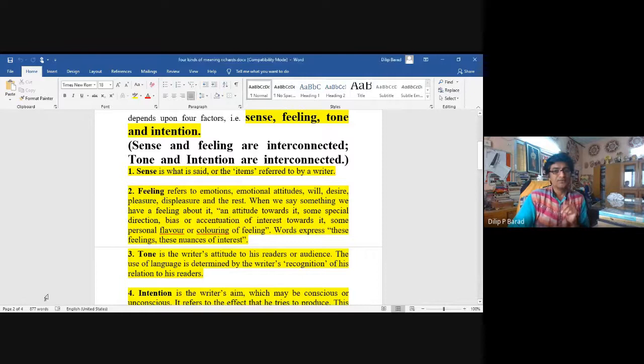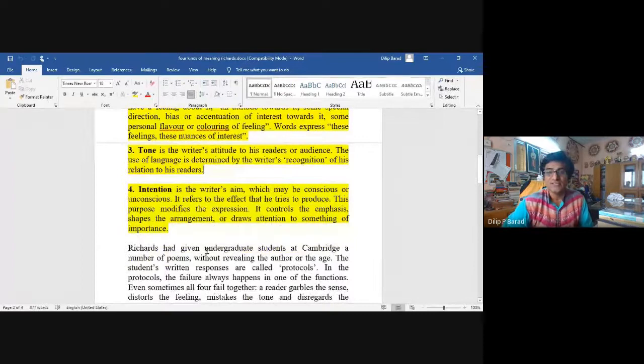Then tone and intention. Tone is the writer's attitude to his readers or audience. The use of language is determined by the writer's recognition of his relation to his reader. And intention is the writer's aim, which may be conscious or unconscious. It refers to the effect that he tries to produce. This purpose modifies the expression. It controls the emphasis, shapes the arrangement, and draws attention to something important.